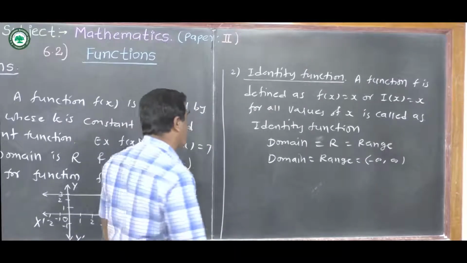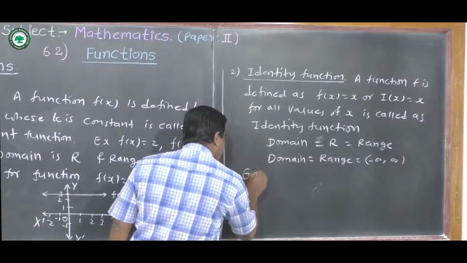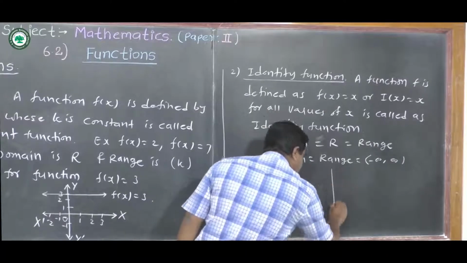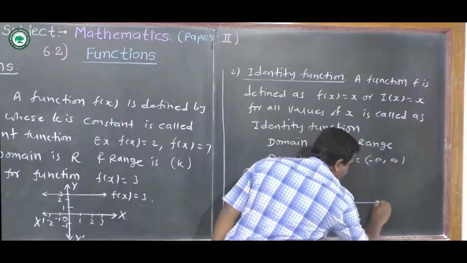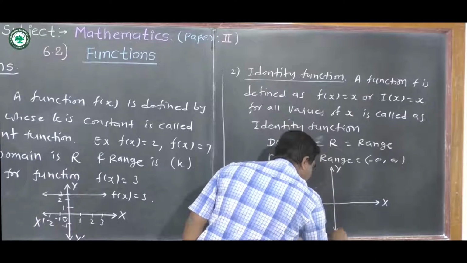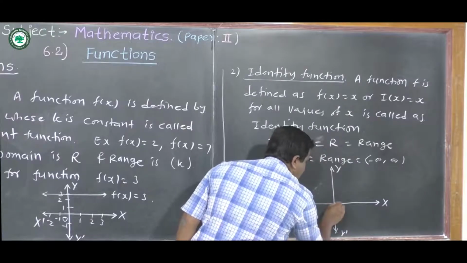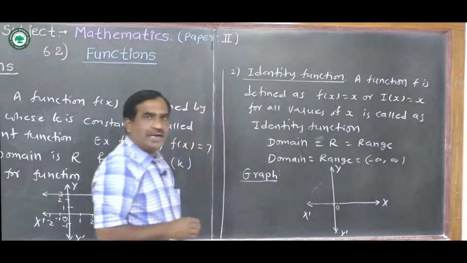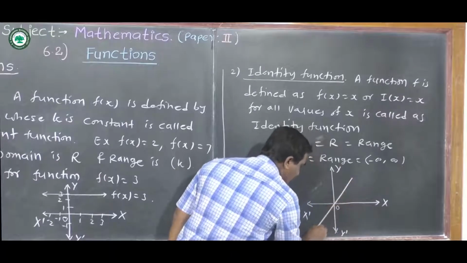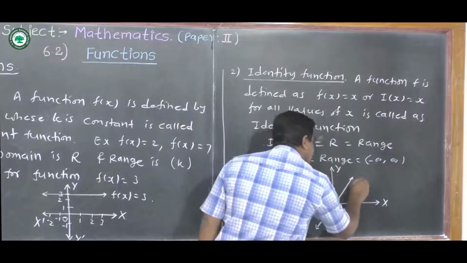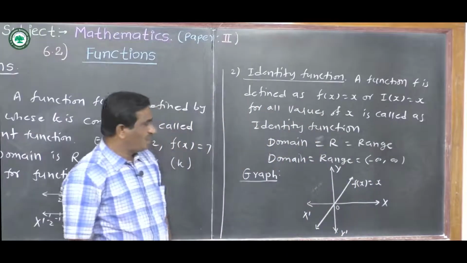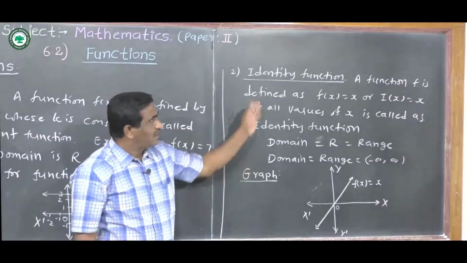Okay. Now we can also draw a graph for identity function. For the identity function, you can take again a coordinate system like this: y-axis, x-axis, y dash, x dash. This is the origin O, and graph for any identity function is a straight line passing through the origin. Okay, this is the graph for f of x is equal to x, y is equal to f of x is equal to x. Okay, this is the identity function.